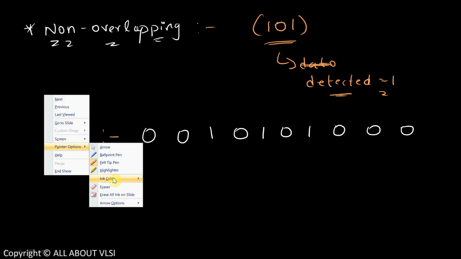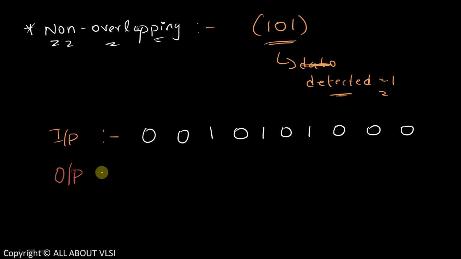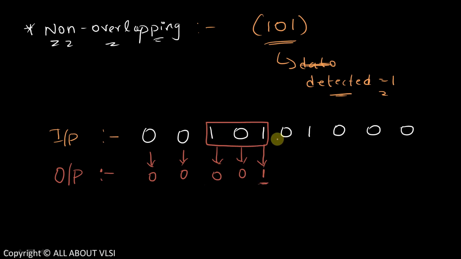Now what is your output in this particular case? Let us write down the output. Here your output will be equal to 0. Here also your output will be 0 0 0, and since the sequence 101 has been detected, your output will become 1 in this particular case. Since the sequence has been detected, now we will start checking the sequence again from a fresh bit. We are not going to consider the previous bit. We are going to start sequence checking from this bit.